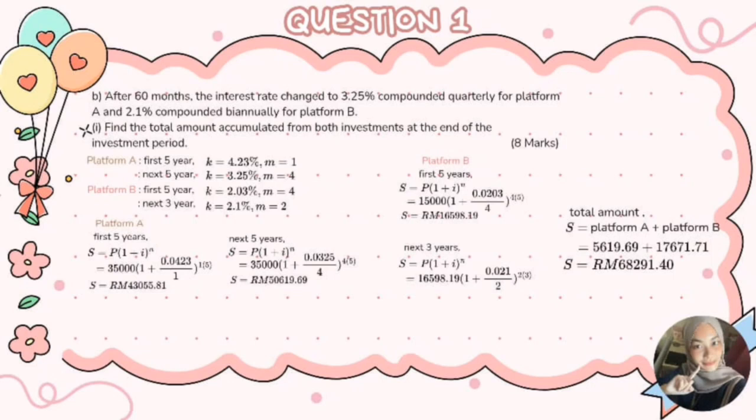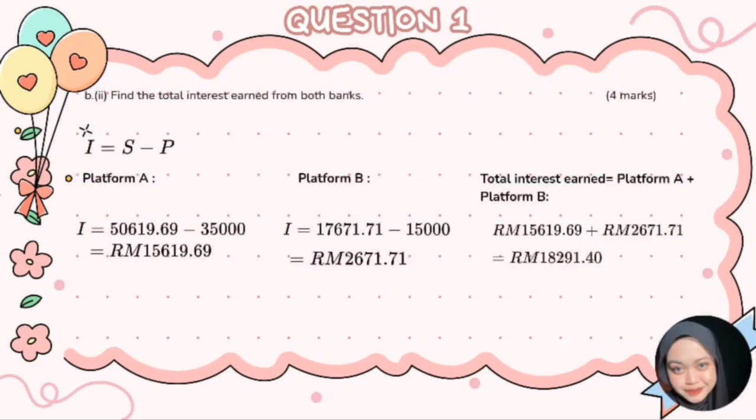For Platform B, calculate the amount after the first 5 years with the original rate, and then we use the S1 as the new principal and calculate the amount for the remaining 3 years with the new rate. So the last step is we need to combine the two totals. And the answer I got is RM68,291.40.